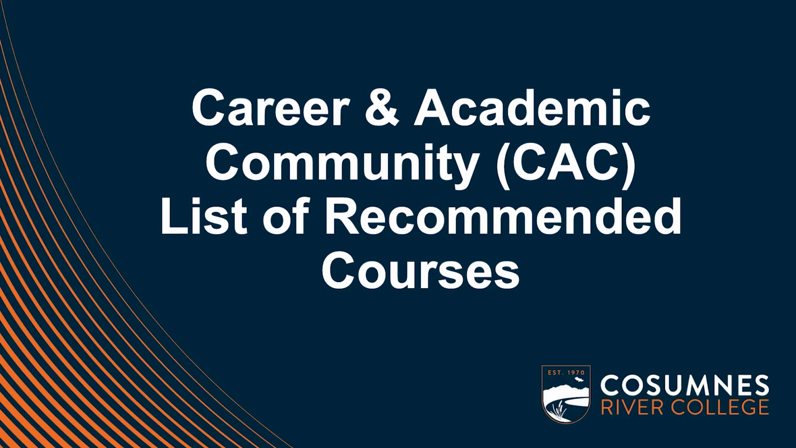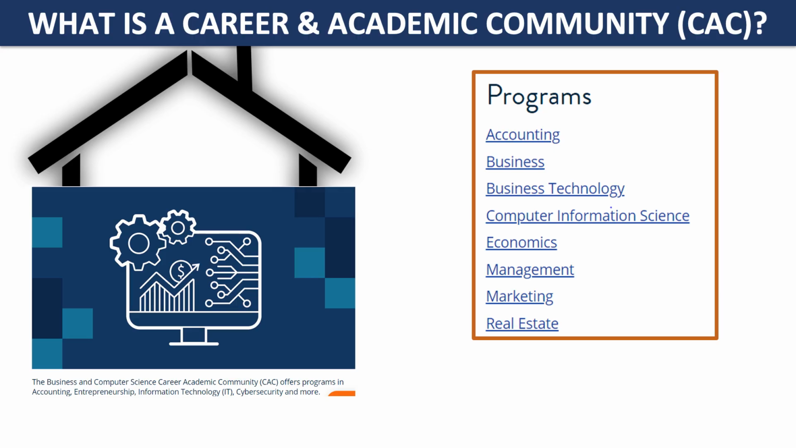In this next section, we're going to be sharing information on career and academic communities, otherwise known as CACs, and your list of recommended courses, what they are, and how to read them. Your list is like a map of classes that will help you reach your educational goal. Note that career and academic communities are a collection of degree or certificate programs that lead to related occupations and courses. We also call CACs major houses because they house a lot of similar majors.